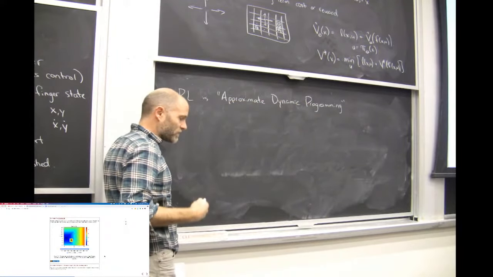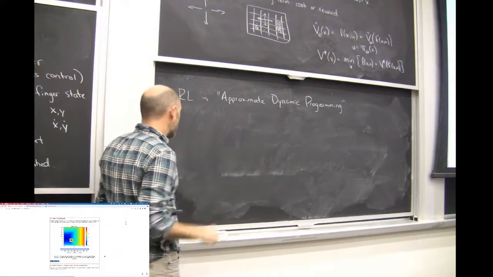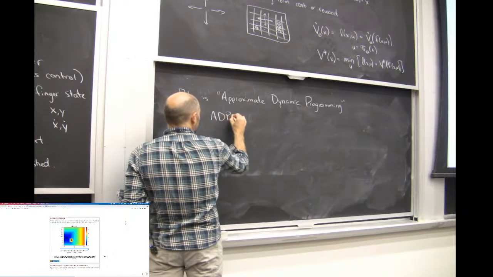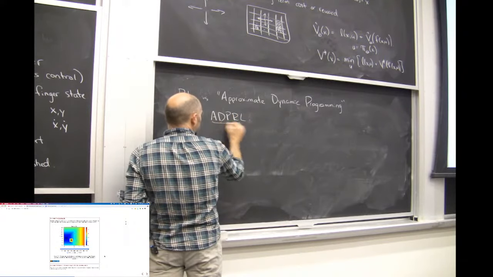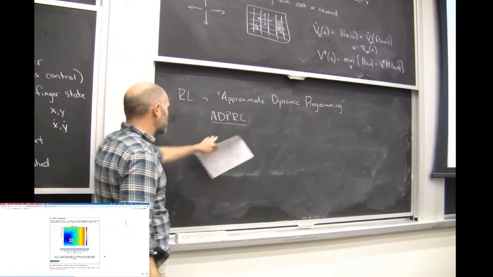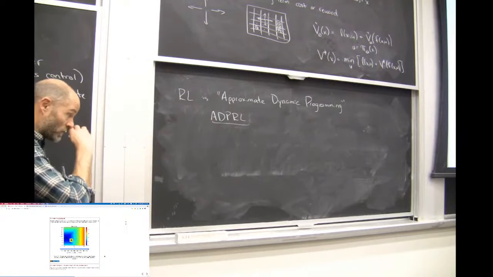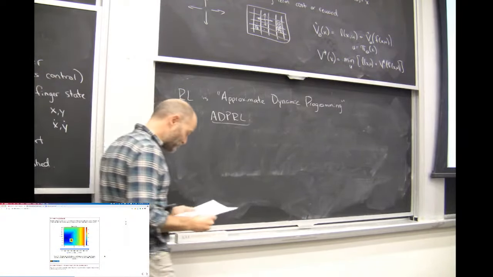in fact, one of the few conferences that really focused on RL all the way through was a conference called ADP RL. Still alive, but approximate dynamic programming in RL. This was one of the places you could continue to publish RL work even when it was not super popular.